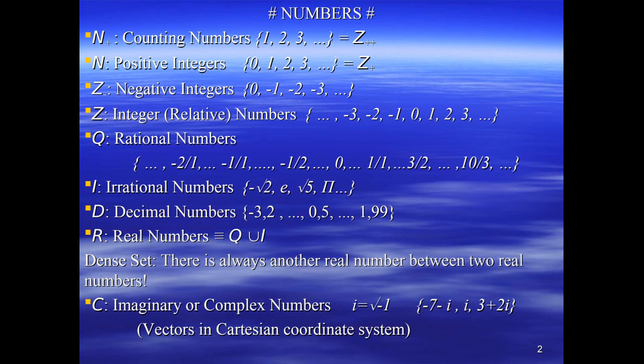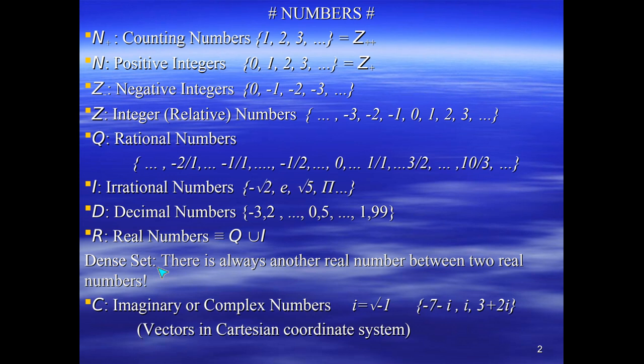Then we have the real number set, the set of real numbers. When you join Q, the rational numbers, and I, the irrational numbers, when you put them together, you obtain all the real numbers. You see, this sign, this equal with three lines, is definition. It means equivalent to or defined as. So real numbers means rational numbers union irrational numbers, which is when you unite them, you obtain real numbers.